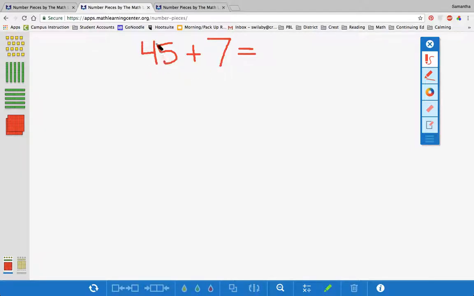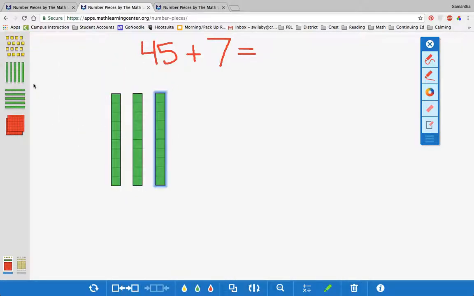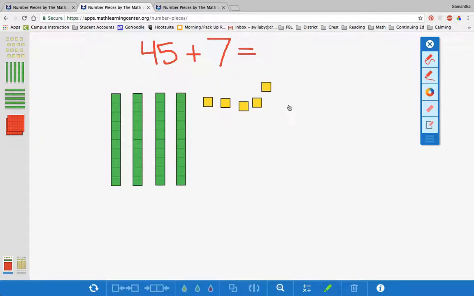I have 45. Looking, I have 4 in the tens place, so I would need 4 tens. 1, 2, 3, 4. 10, 20, 30, 40 for the 4 tens here. And I need 5 ones. 1, 2, 3, 4, 5. So I have 45 represented here with my base 10 blocks. Now I'm adding 7 more ones. So I will pull out 7 ones.